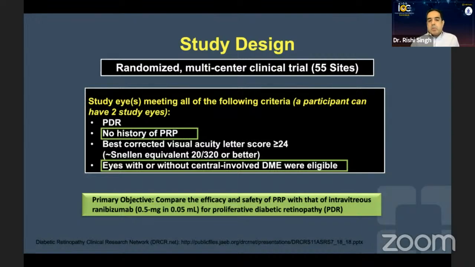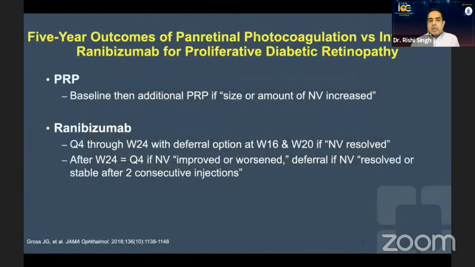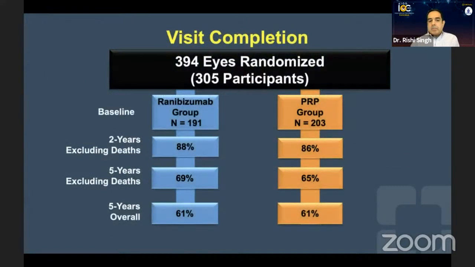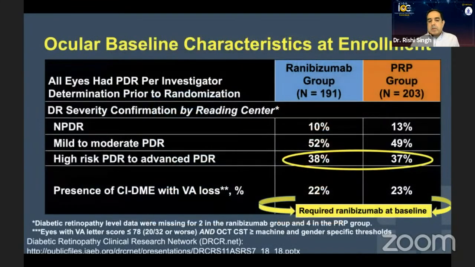And obviously, if those patients developed center-involved DME, they were allowed to get anti-VEGF during the course of the study. And the treatment criteria was the same between the 2 groups. Essentially, you're looking at the amount of size or amount of neovascularization that increased in both groups, yet the ranibizumab group got a bunch of loading doses ahead of time. This was actually a 5-year trial, which was good to see the kind of data that we expect to see.